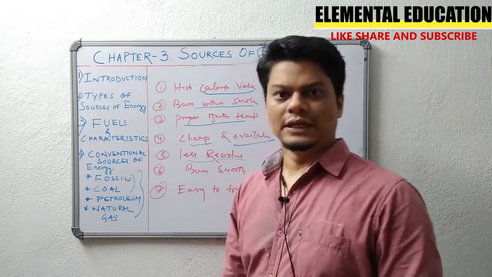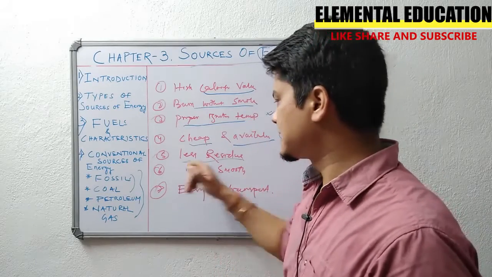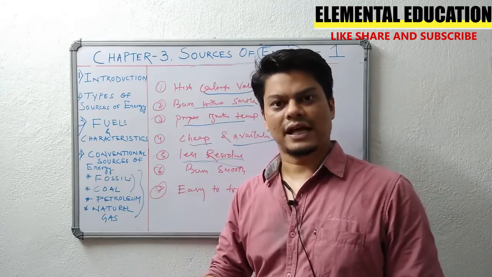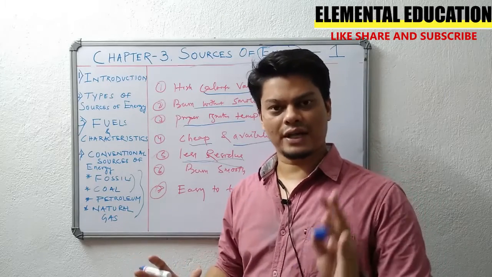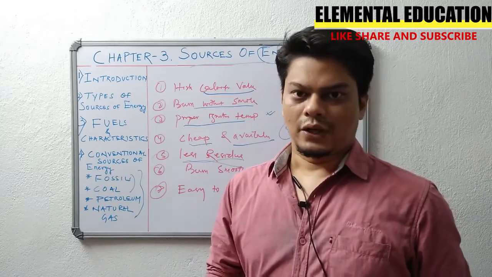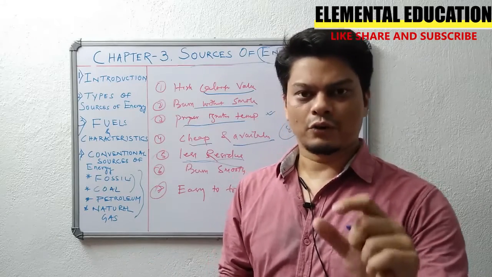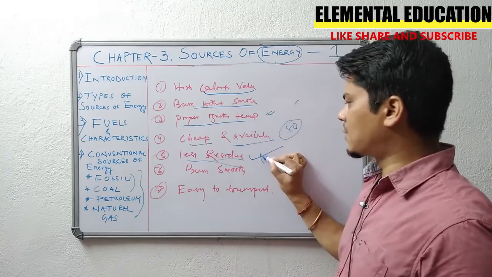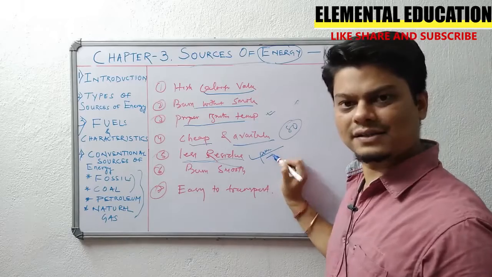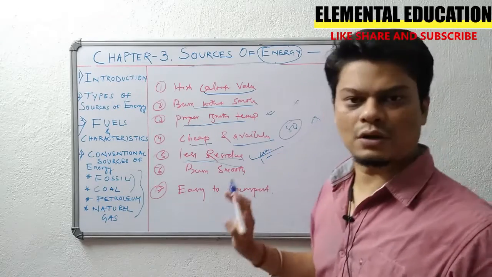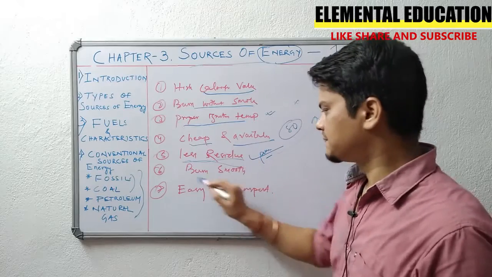Now the next one is less residue. Whatever is left as a byproduct after burning is known as residue. When you burn wood or cow dung, you are left with some ashes. Similarly, if you burn petrol or natural gas, you won't get any residue. The smoke will go away, that's all. Nothing is left behind.